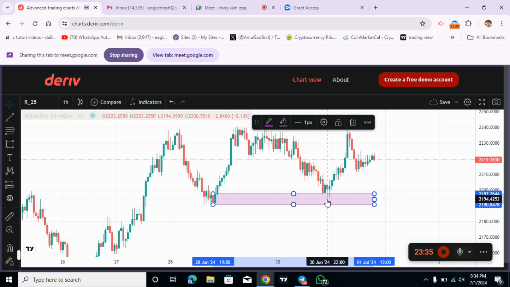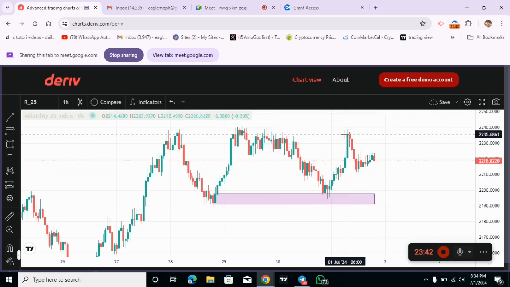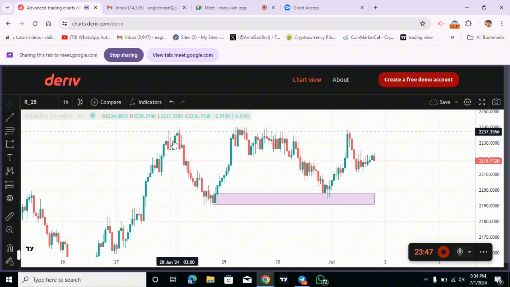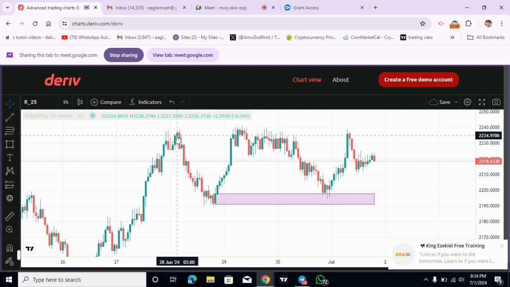Then the sellers immediately tapped into this order block. You can see what happened again. Buyers came in massively and pushed the market to this high point again. The same thing occurred here. If we pick this point here, we can actually have another order block here.